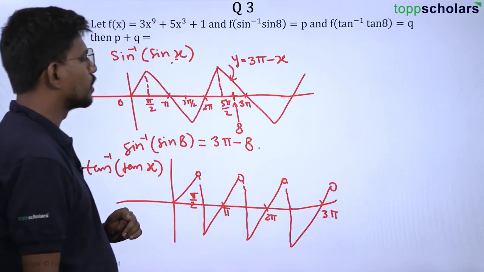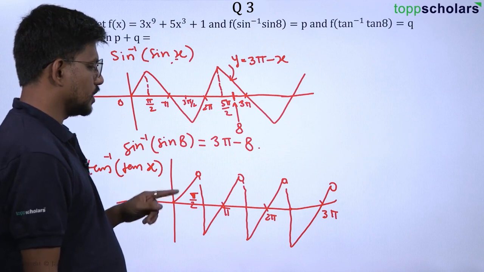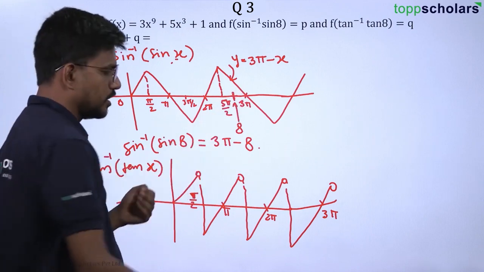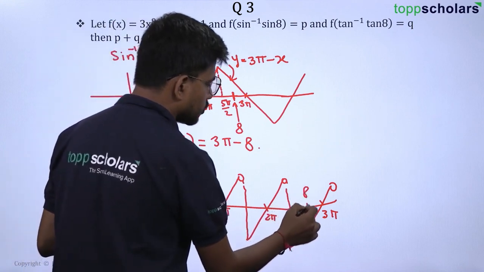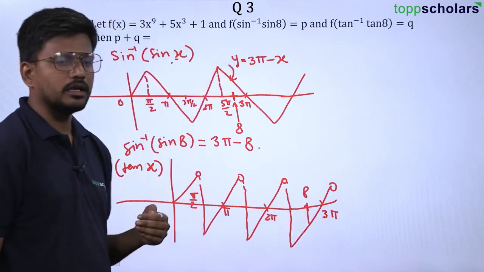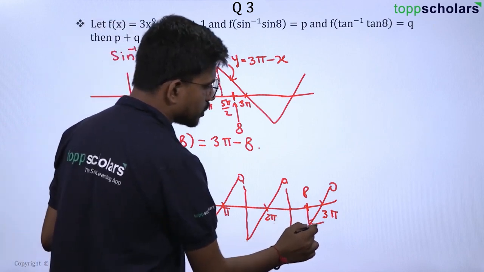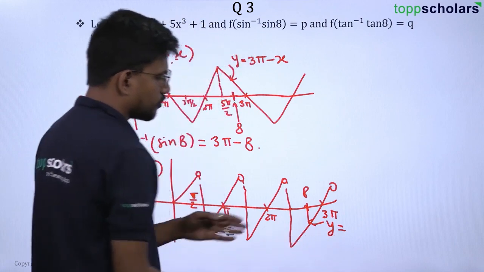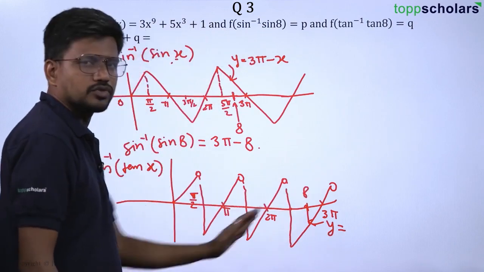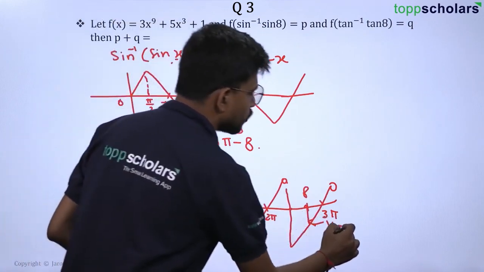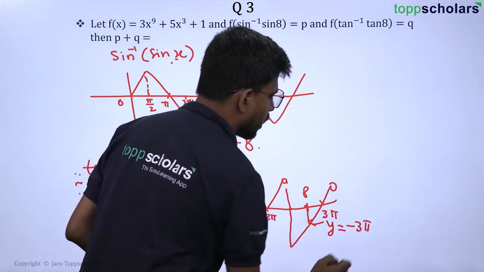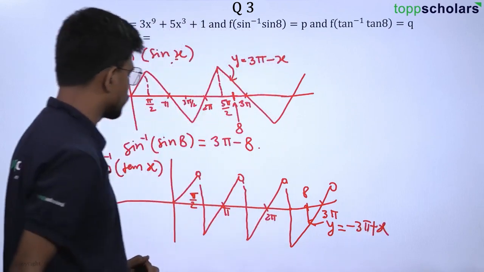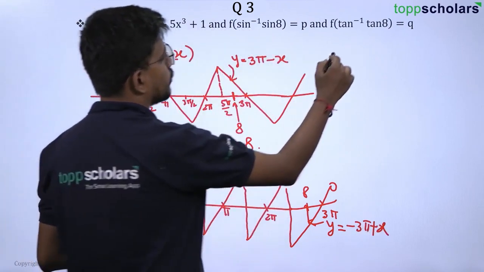Right. Okay. Now as you can see, the value 8 lies just before 3 pi. It means it will lie over here. So it is falling on this line, right? The equation of this line you just need. So what is the equation of this line? The equation is y equal to, as you can see, the intercept is going downside, so it is minus 3 pi, and the slope is positive, so minus 3 pi plus x. That's it. So what will be tan inverse of tan 8?